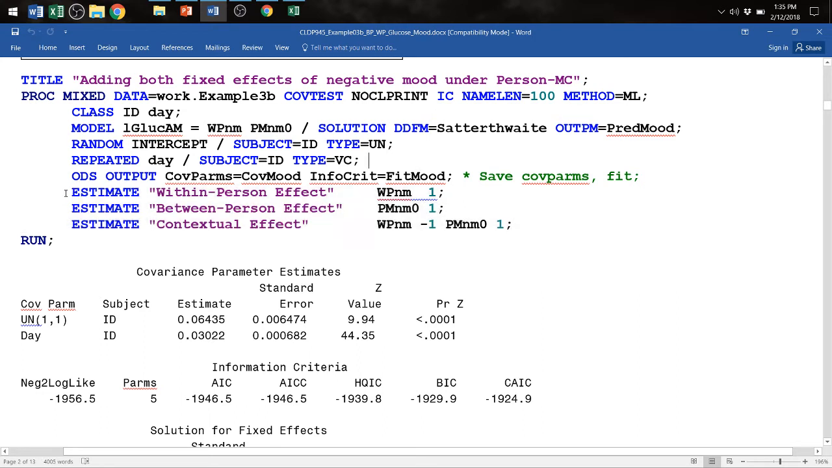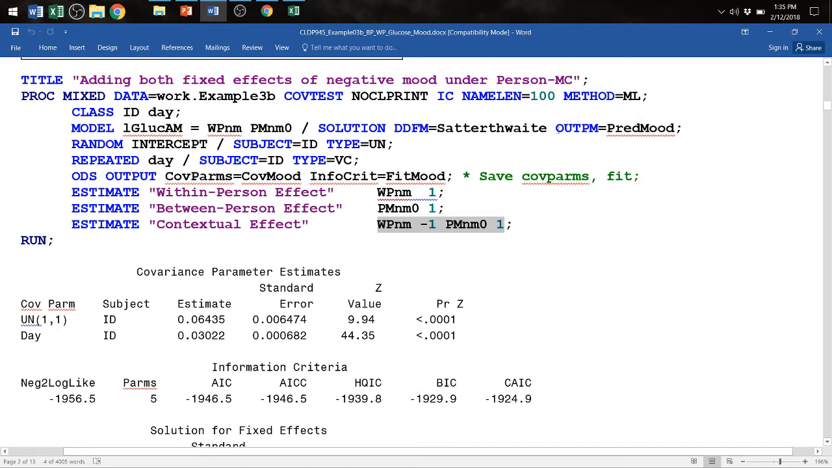So I don't need these first 2 estimate statements. These are just labels. I'm reminding myself that the fixed effect of within person negative mood here is the within person effect. The fixed effect of person mean negative mood here is the between effect. And if I wanted to know whether or not one was different from the other, that is a third thing we haven't talked about yet called a contextual effect. But it's just a straight difference between the between and within effects.